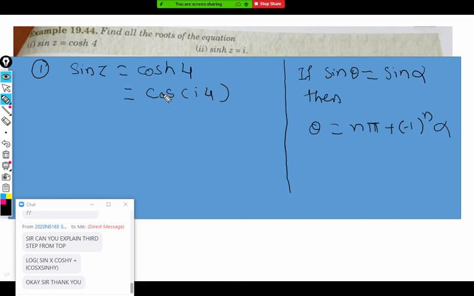Now we have to convert cos to the sine. Cos theta and sine theta. How to convert cos theta into sine theta? Pi by 2 minus theta. Very good. So sine pi by 2 minus theta is cos theta, or cos pi by 2 minus theta is sine theta. So this is a sine of pi by 2 minus theta.